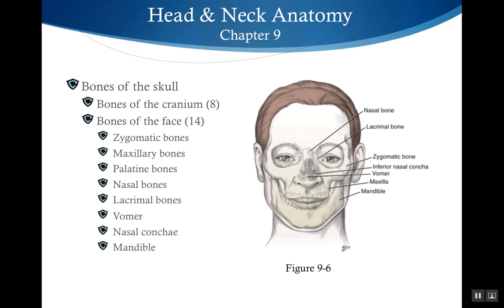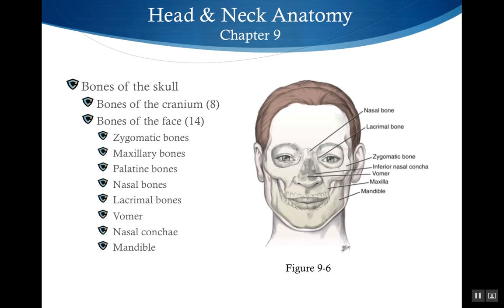All right, so let's talk about the bones of the face. Now that we've discussed the bones of the cranium, let's move on to the bones of the face. So the zygomatic bone, there's actually 2 zygomas. The zygomatic bone forms the cheeks. So that, again, is one of those paired bones. The upper jaw and the hard palate are formed from the maxillary bones.